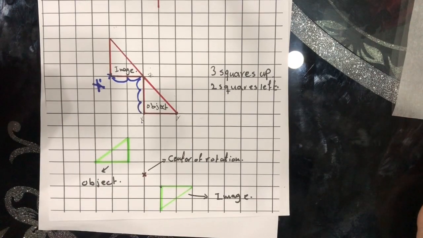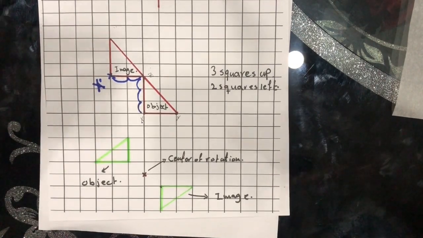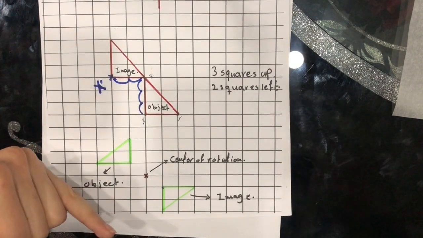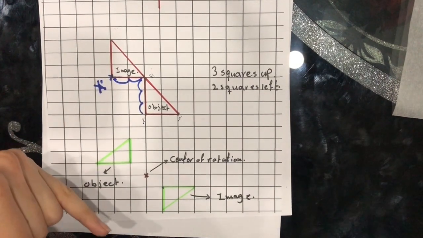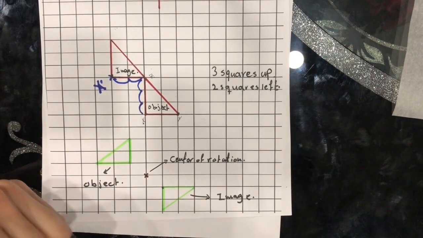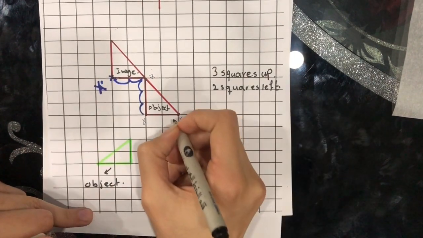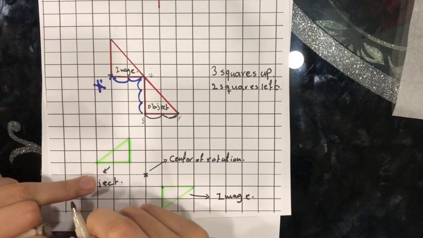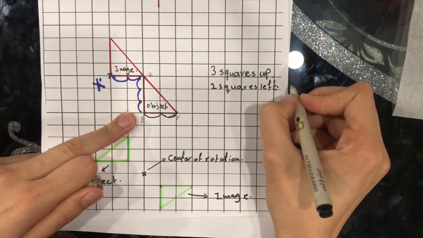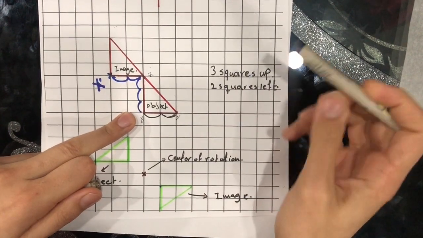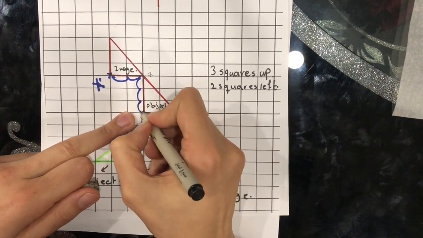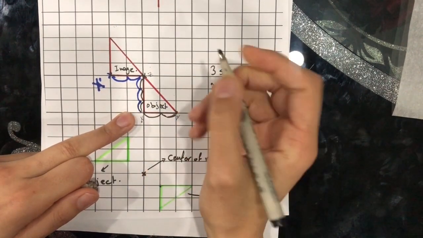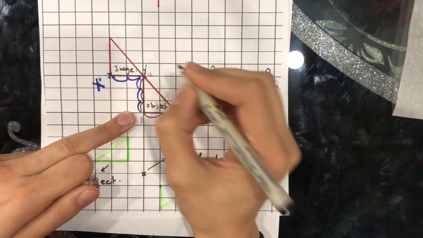Now for point Y, let's do vice versa. Let's do 2 squares left and then 3 squares up. If I do 2 squares left, I will count 1, 2 squares. I'm here. I've done the 2 squares left. Now I have to do the 3 squares up. So I will count 1, 2, 3. Here will be my new point Y.